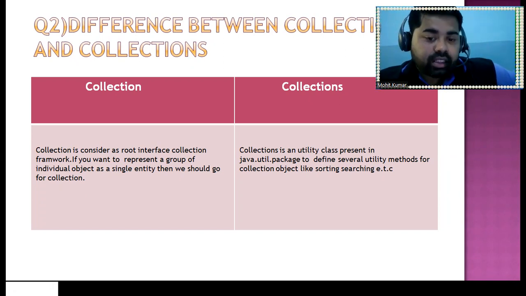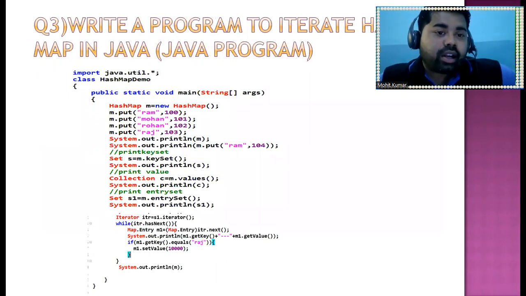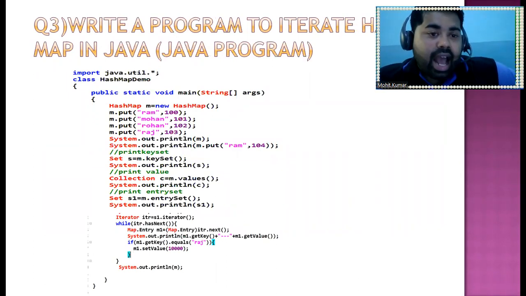And we have Collections. Collections is a utility class present in the java.util package to define several utility methods for collection objects, like sorting and searching. Another question is, write a program to iterate a HashMap in Java.